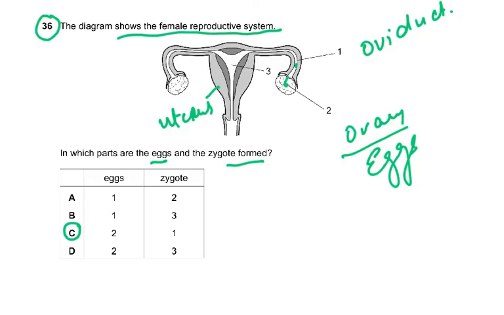Now when this ovum is released and it enters the oviduct, what happens? The sperms are deposited here and they travel all this way, and they come here and fertilize it. And this is the point where a zygote is formed. So the zygote will be formed in 1, and the eggs are produced in 2, which is the ovaries.